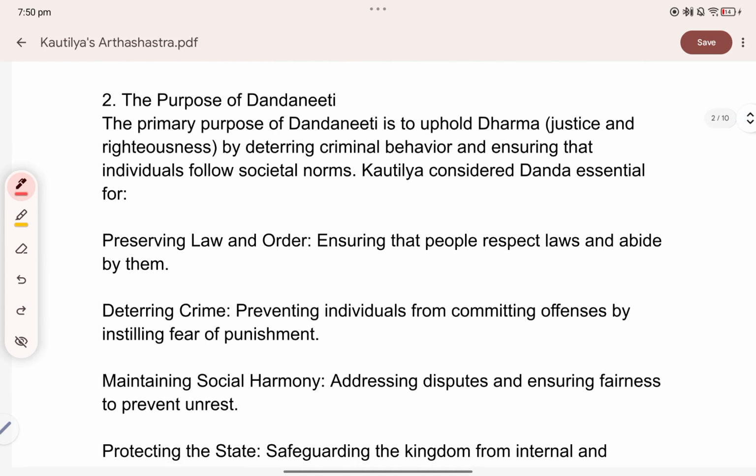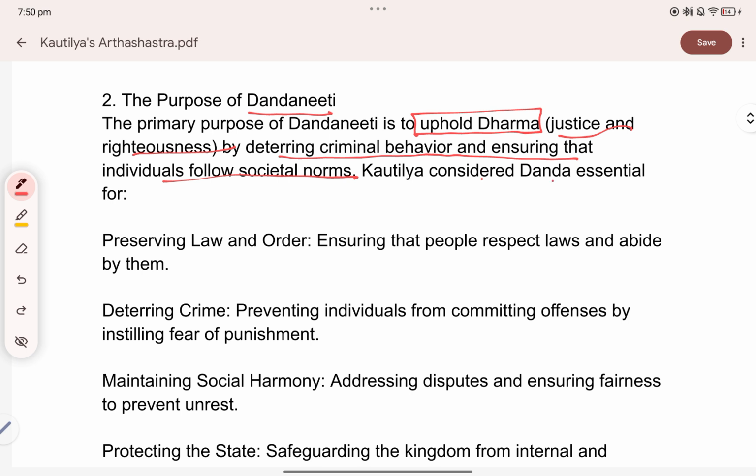So the purpose of Dandaniti. What is the purpose of Dandaniti? The primary purpose of Dandaniti is to uphold Dharma. So this is the keyword. Why was Dandaniti established? It's not just to deter crime, to stop crime, though it is also for that, but it's also for upholding Dharma, that is justice and righteousness. Okay? By deterring criminal behavior and ensuring that individuals follow societal norms.